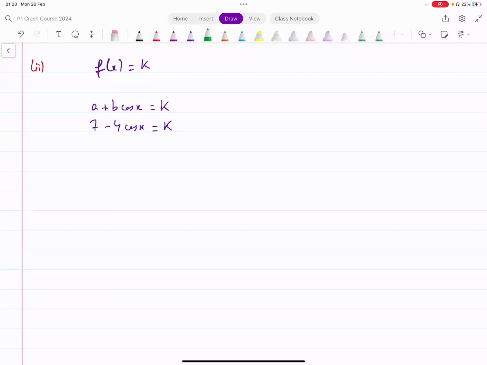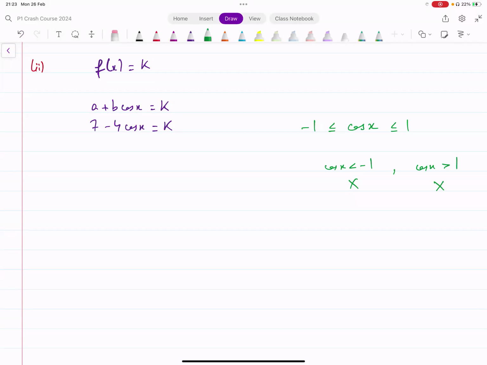Now, remember what the values of cos of x are. What's the interval that we have for cos? Cos of x is supposed to be between minus 1 and 1. If cos of x is less than minus 1, this is not possible. And if cos of x is greater than 1, this is also not possible.